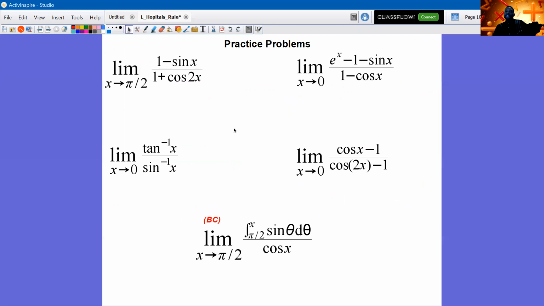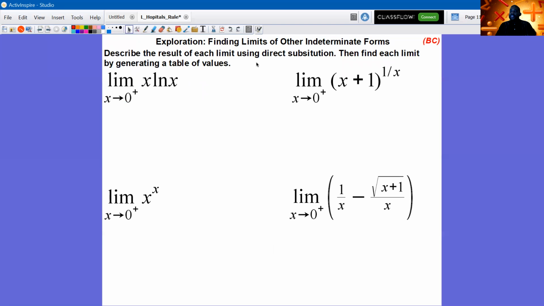Okay. So up to this point, we have utilized L'Hopital's rule flawlessly with limits dealing with fractions. So now we're going to take a look at this set of problems dealing with other indeterminate forms to see what's going to happen here. So we got these 4 limits here, and we're going to describe the result of each limit using direct substitution, and then we're going to find each limit by generating a table of values. And we're going to estimate these limits using the Desmos calculator.